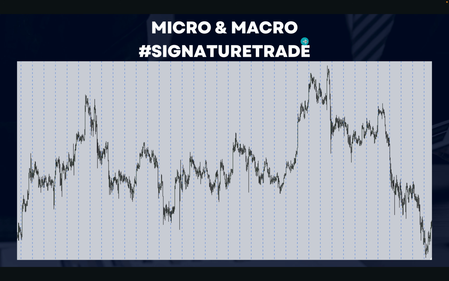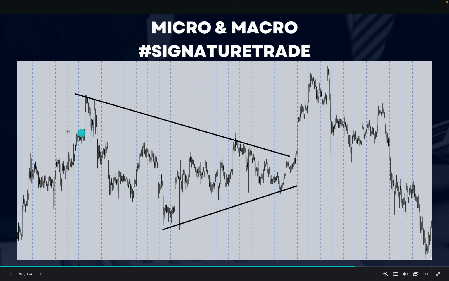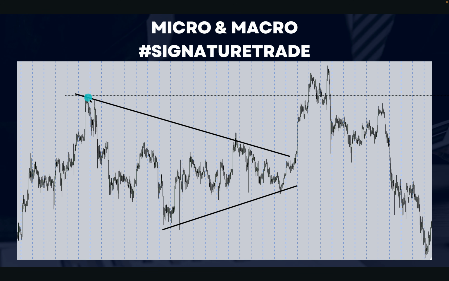Micro and macro signature trade examples. Here's an example of a large signature trade pattern. We have the high right here of the signature trade, wedge pattern. We have the breakout breaking to this high. And then, what do you know? If you zoom in here, notice the characteristics are the same.